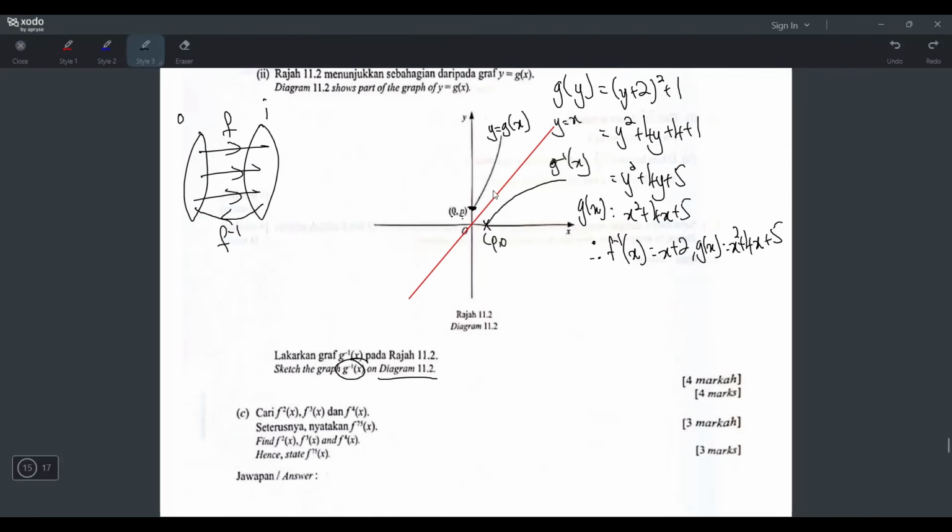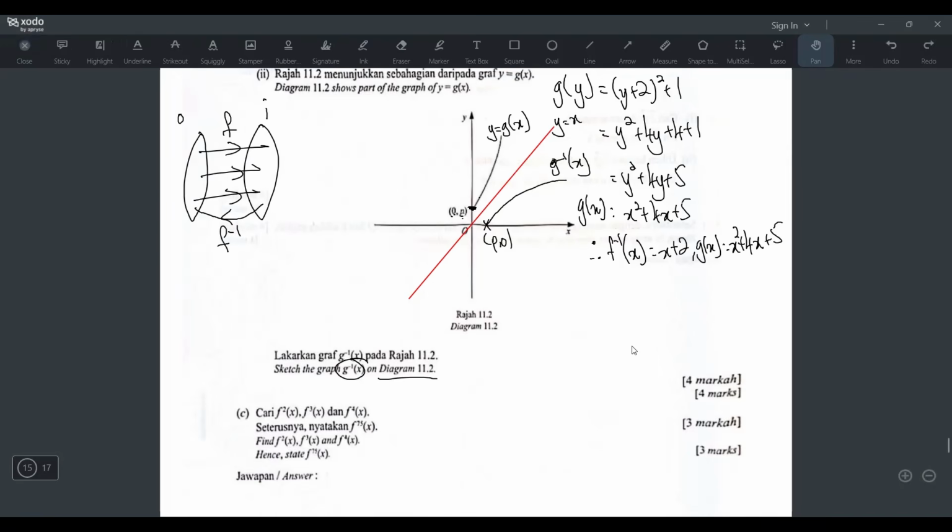When you reflect, the distance between the two corresponding points will always be equal. Even when you reach here also, the distance here must be the same. Okay, so that's why the shape is like that. This one moves away from the line, this one also slowly moves away from the line. Okay, hopefully you understand.